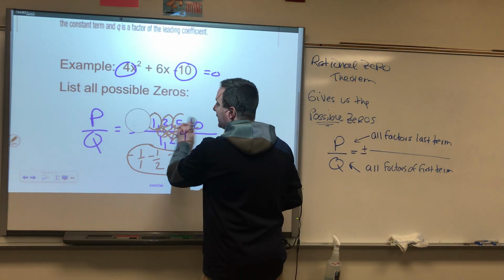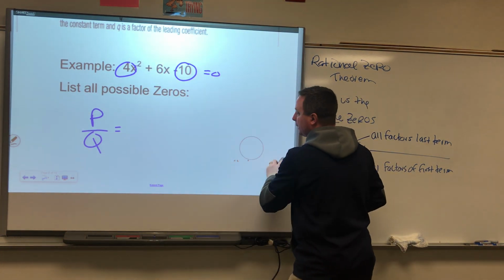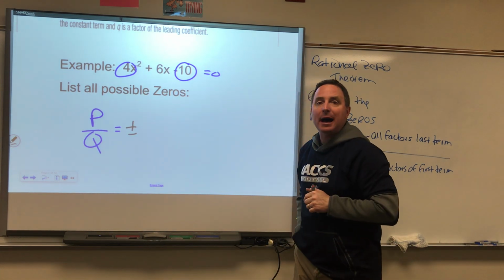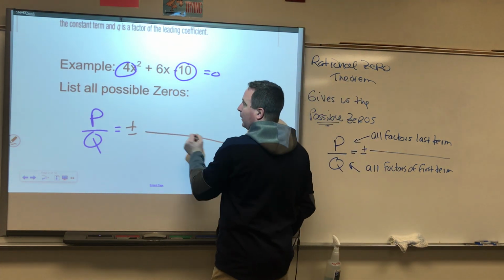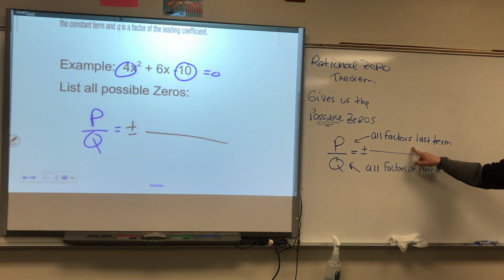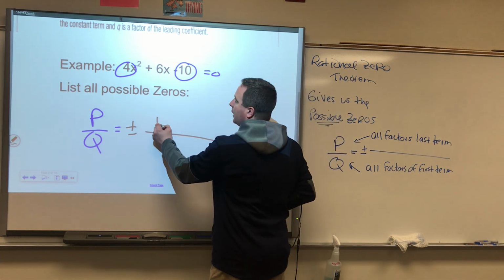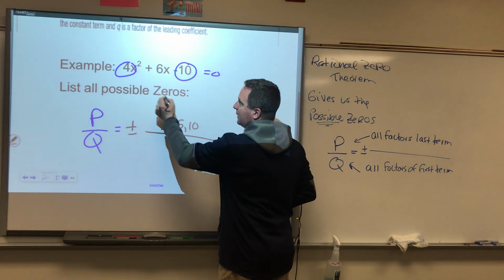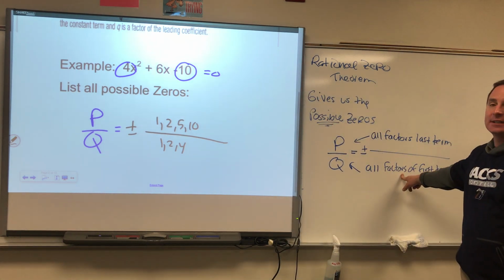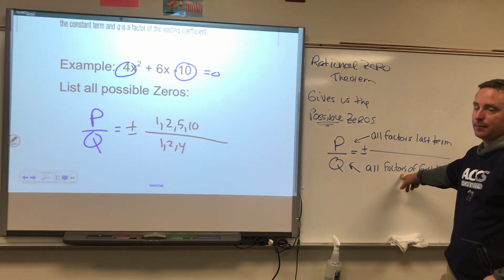And I'm going to erase that again, so we get a little cleaner picture of it. Okay? Don't forget the plus and the minus though. There's always the positives and the negatives. And once again, the numerator came from the factors of the last term, which was the 10: 1, 2, 5, and 10. And the denominator came from the factors of the first number.